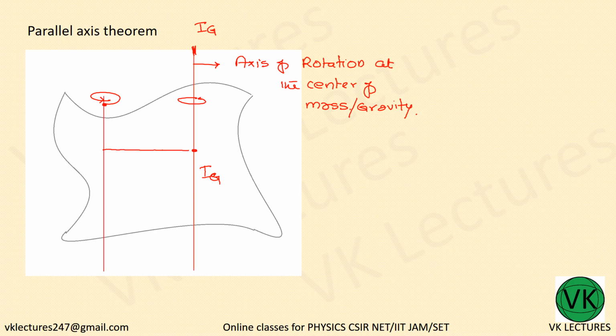Now, at a parallel distance, which is at a distance of d, we have another axis of rotation, and let us call this I parallel. So I parallel is equal to Ig, which is from the center of mass or the center of gravity, plus m d squared. Okay, so we need to know Ig. If you know Ig, you will get I parallel.